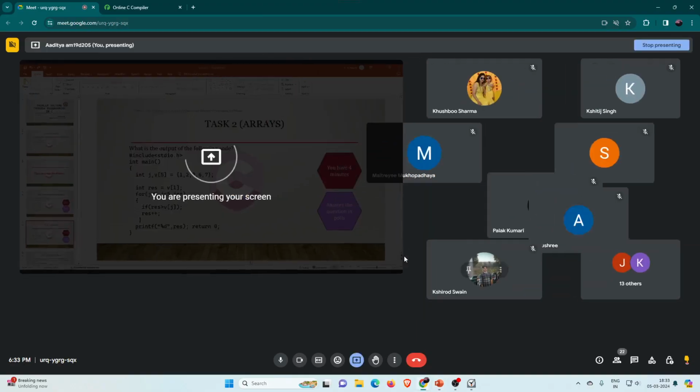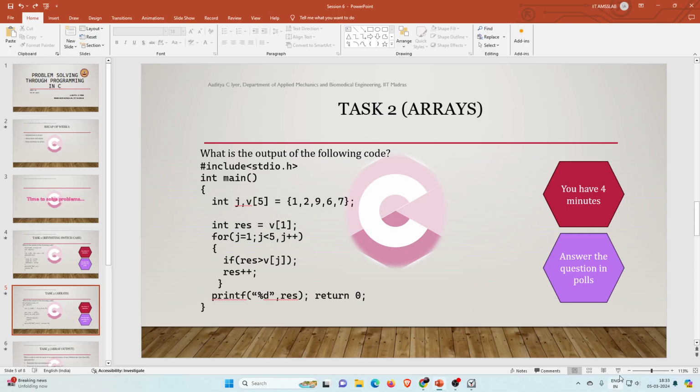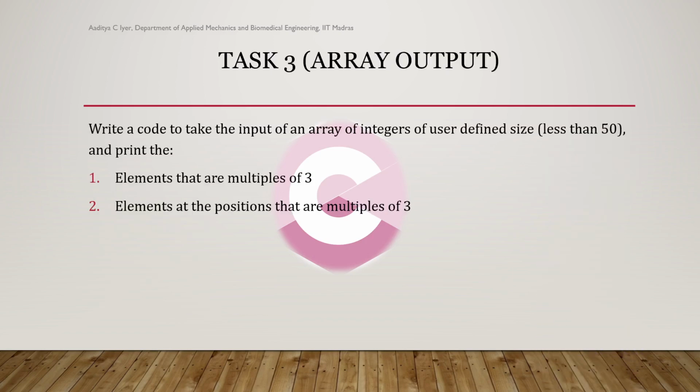So screen is visible. Okay. So the third one is you have to write this code. Okay, so you have to take an input of an array of user defined size. So user should first tell you the size of the array, then he or she should input the elements one by one. And one thing to keep in mind is that the size that the user inputs should be less than 50. Okay, so you have to make sure that that happens.